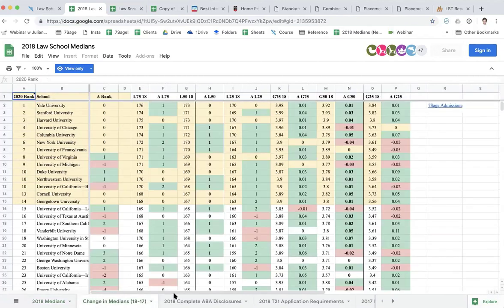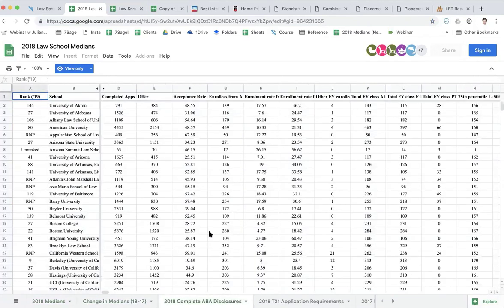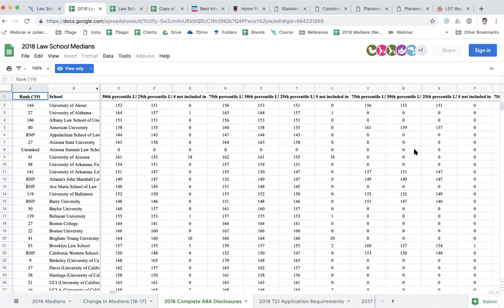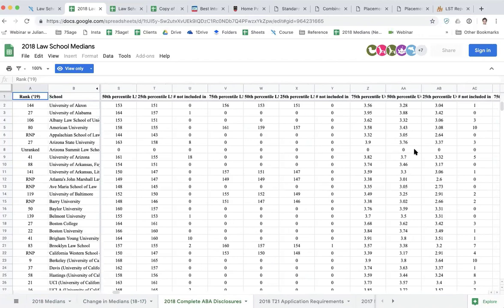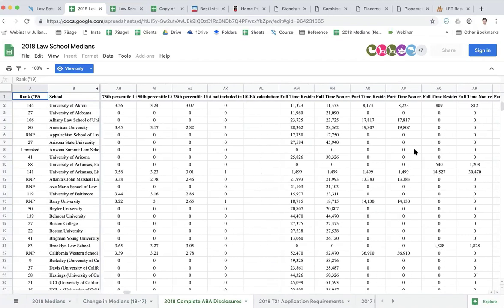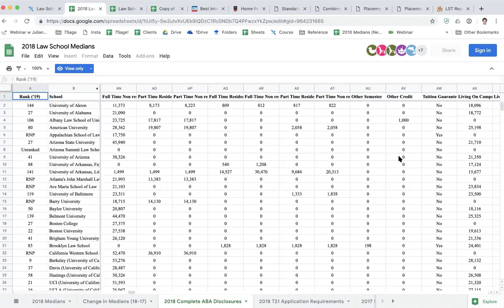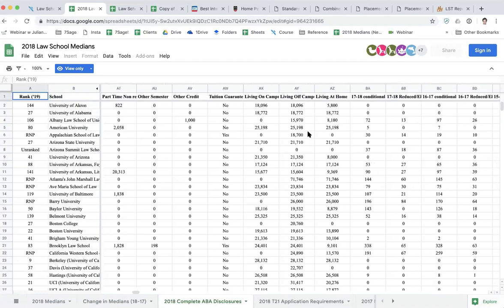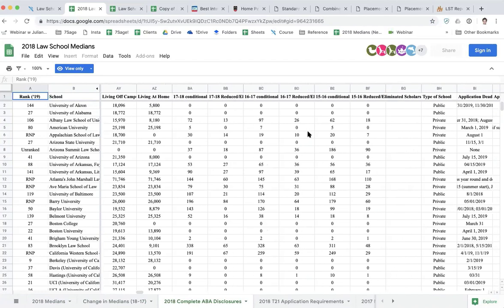But if you go to this tab, the complete ABA disclosures, this is just a slightly processed version of the ABA spreadsheet that shows absolutely everything. And this includes information about transfers, although to be honest, I would have to search for the column because there are so many of them. But anyway, Elizabeth and Selene, I want to ask you that too. How often do people transfer?